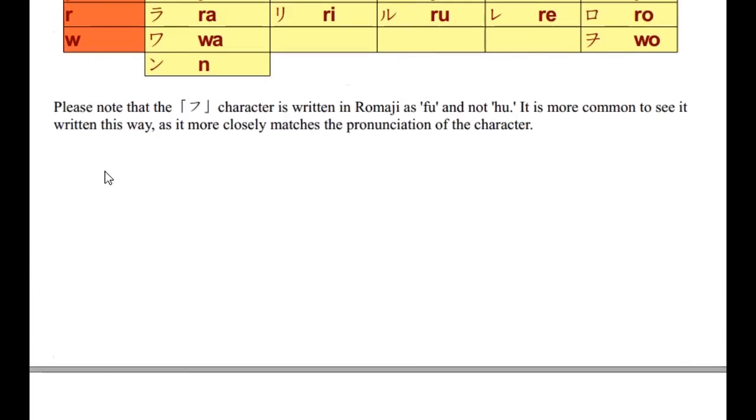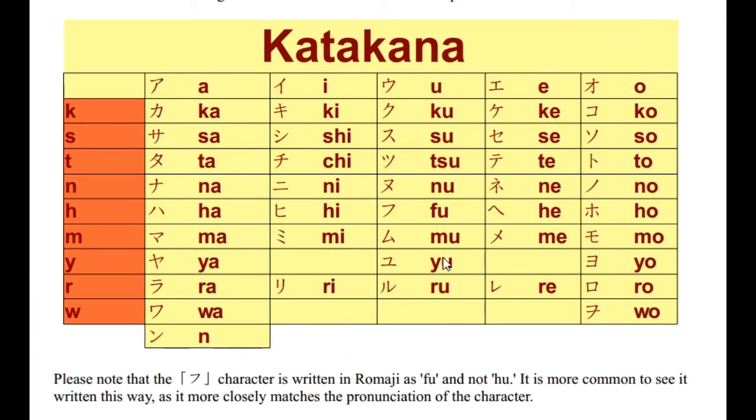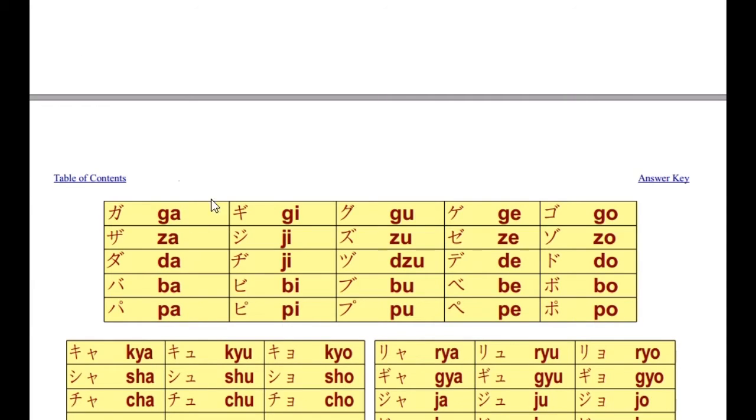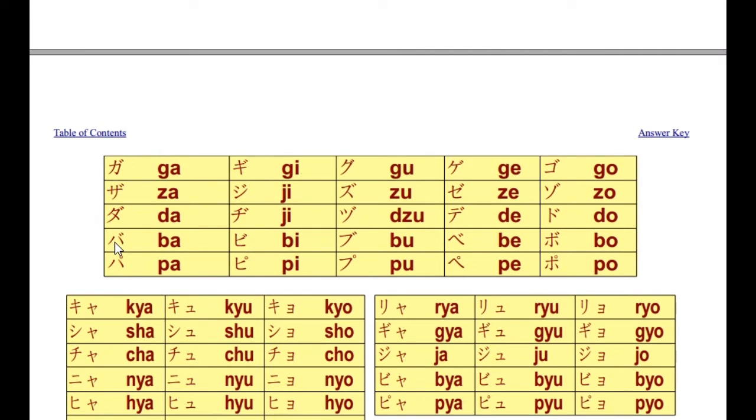If you can remember the characters up here, learning these characters shouldn't be any problem at all. If we have the character for ha, we can add the two little dots here and it becomes ba. If we know the character for te, we can add the two dots and it becomes de. The only one that's a little different is pa, pi, pu, pe, po.